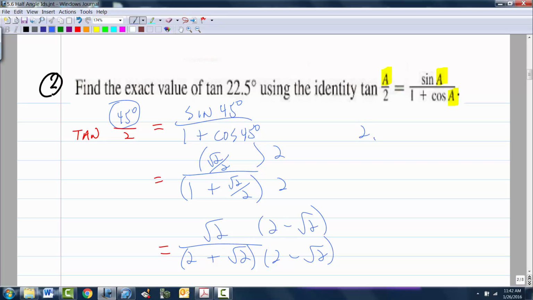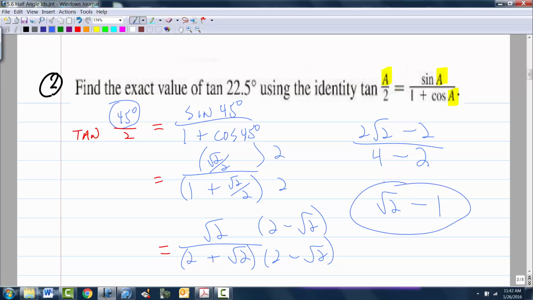And then this becomes 2 root 2 minus 2 all over, right? 4 minus what? 4 minus what? 2. So 2 root 2 over 2 is root 2. That's a lot of 2's in there. Minus 2 over 2 is what? 1. It's a nicer looking answer.